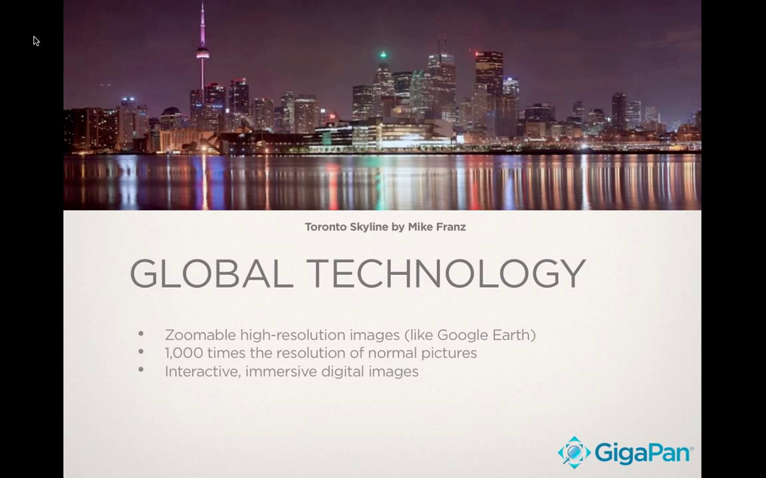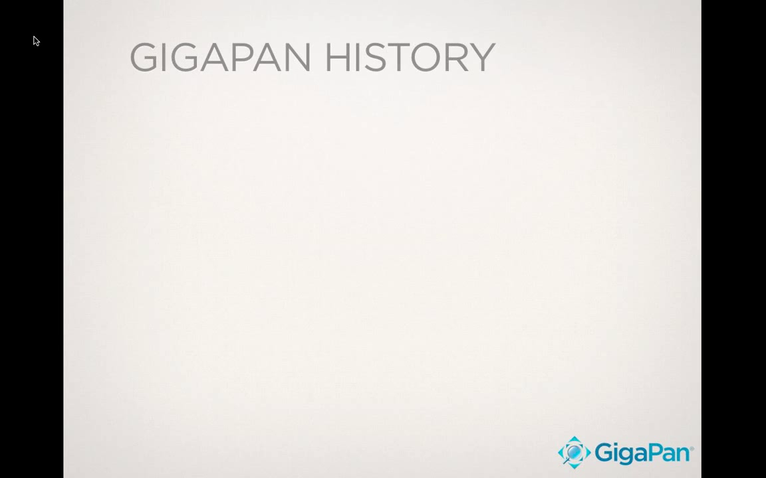So Gigapan is a global technology. We provide zoomable high-resolution images like Google Earth, and they are 1,000 times the resolution of normal pictures. They're interactive and immersive digital images.